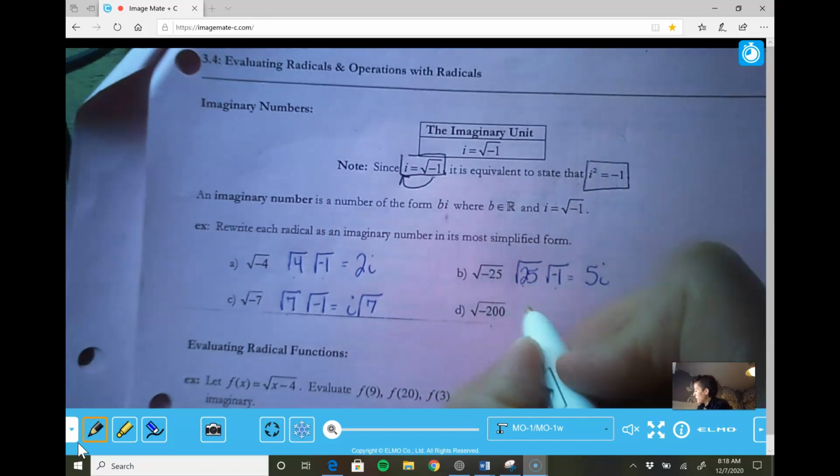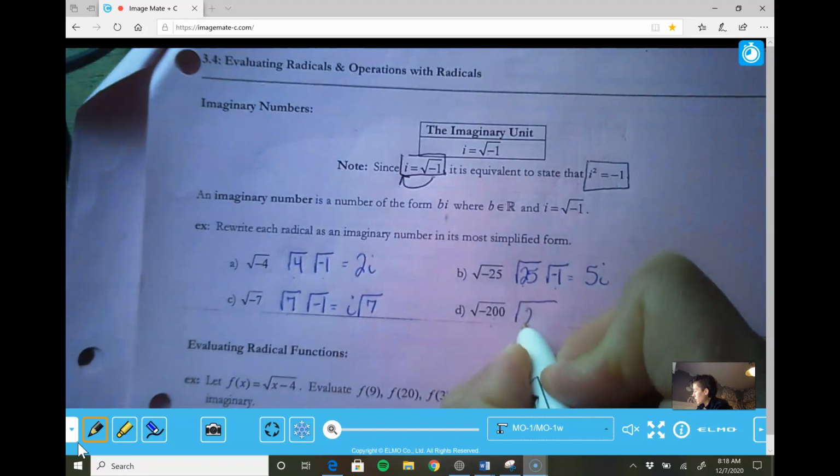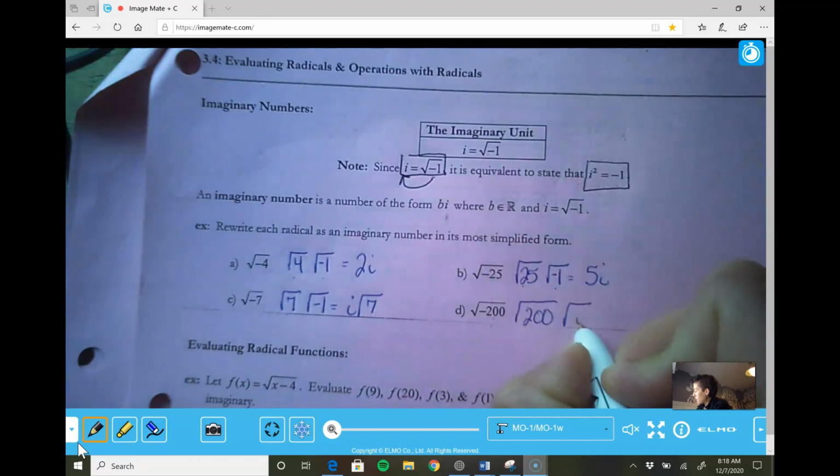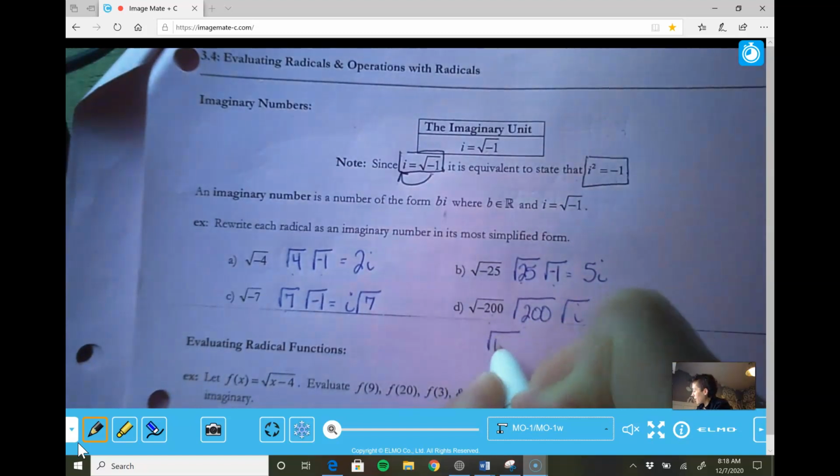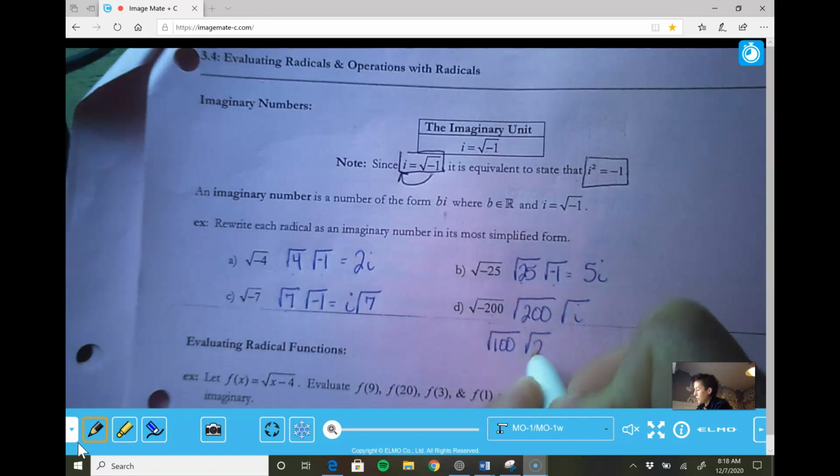So let's start out with just the square root of 200 and the square root of -1. And then 200 is not perfect, but I can break it into factors that are 100 and 2, and then I'll still just bring this down.